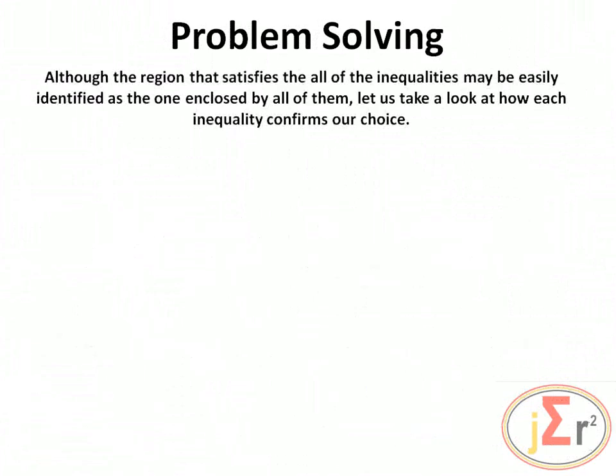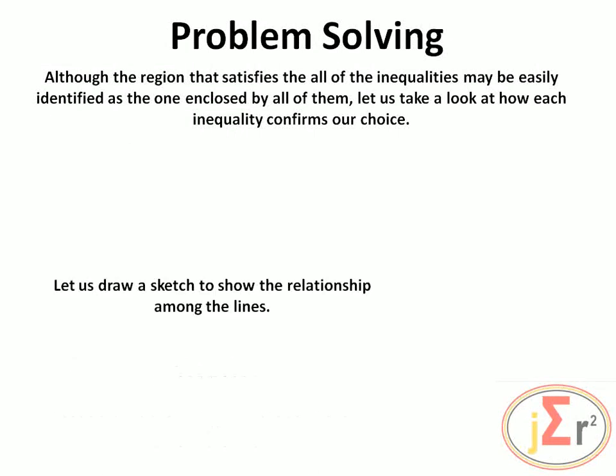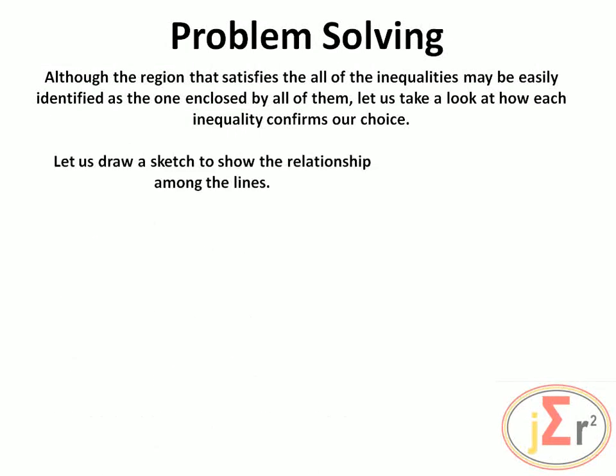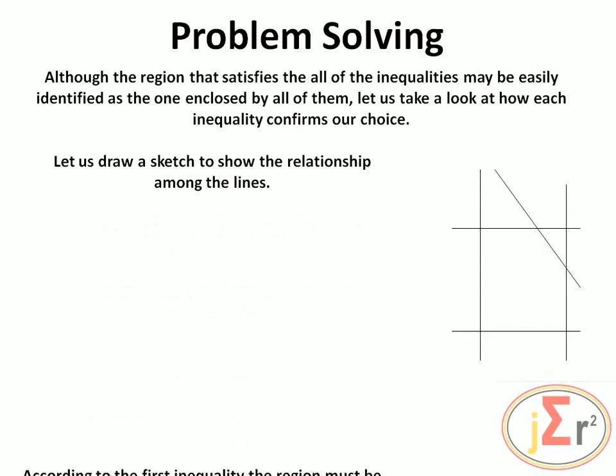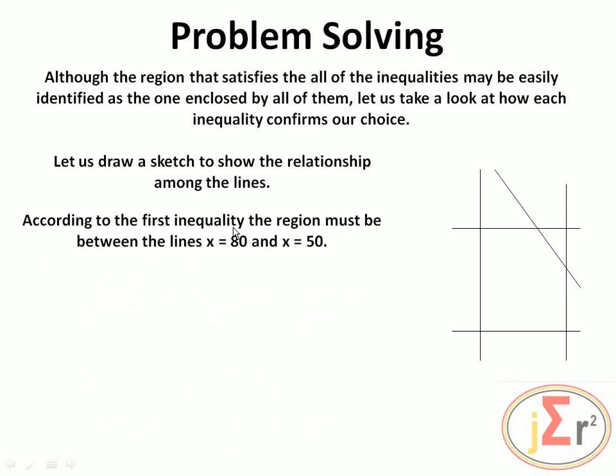Although the region that satisfies all of the inequalities may be easily identified as the one enclosed by all of them, let us take a look at how each inequality confirms our choice. So let us draw a sketch to show the relationship among the lines. According to the first inequality, the region must be between the lines x is equal to 80 and x is equal to 50. And these are the two vertical lines that represent those inequalities. Right there. So the region must be between those two.